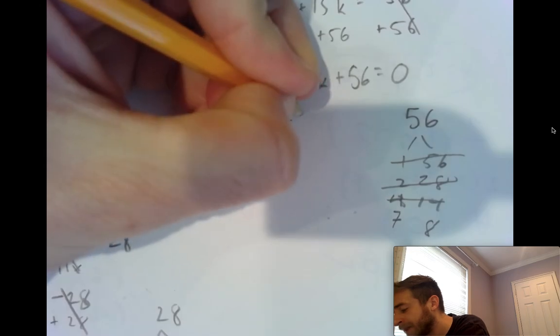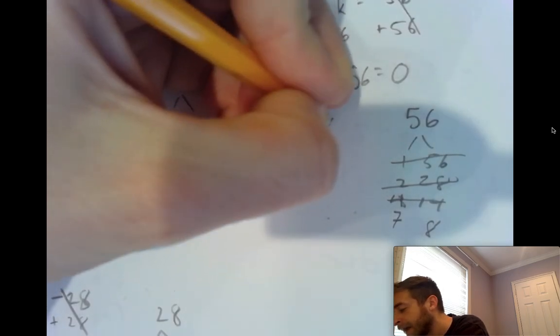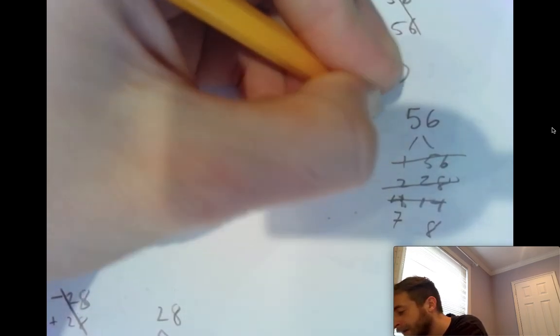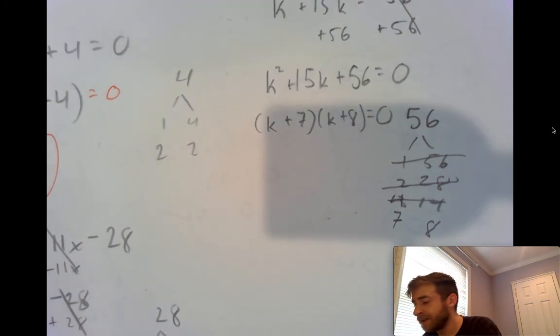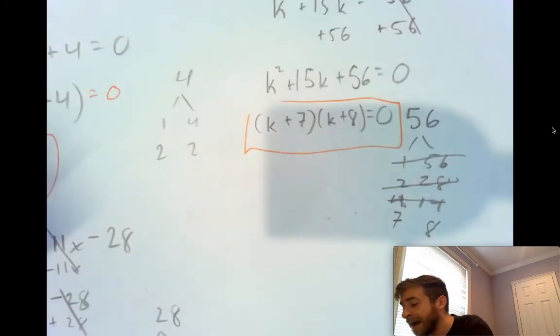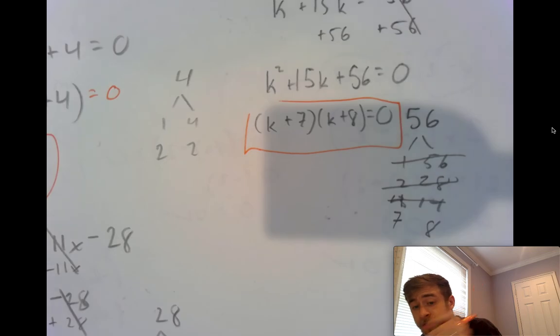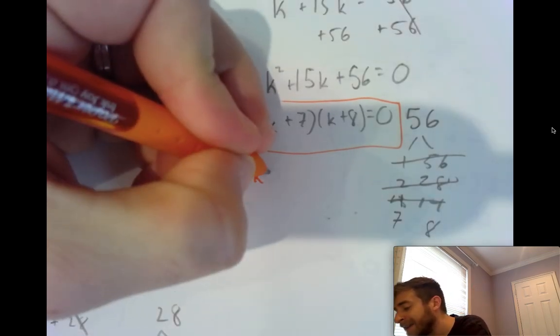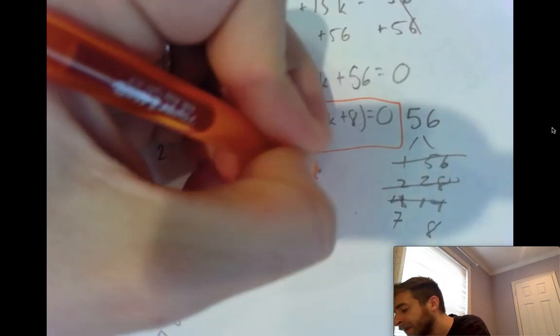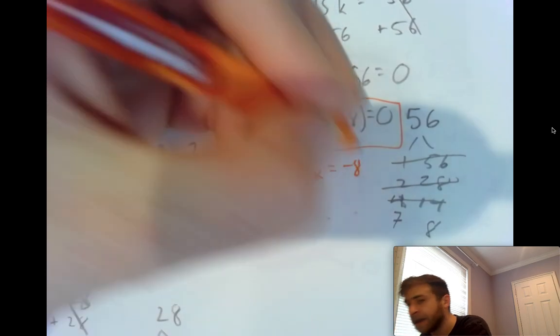K plus 7, K plus 8 equals 0. And that means that this is my factored form, but the solutions are K equals -7 and K equals -8.